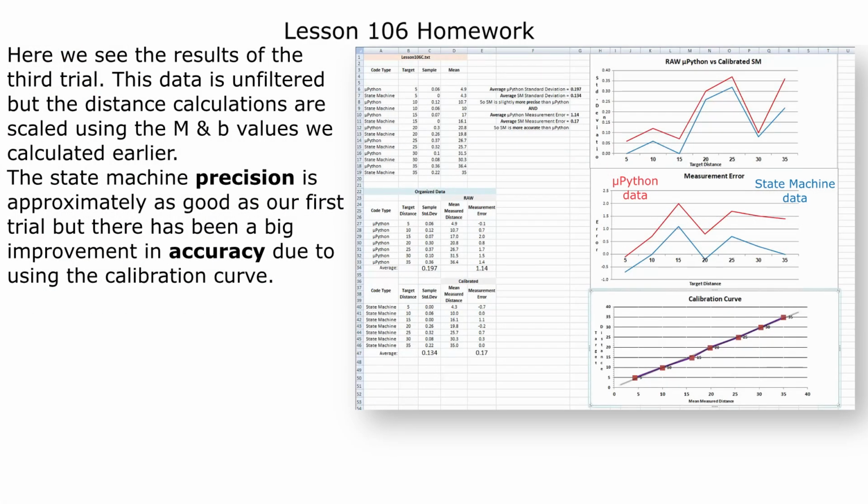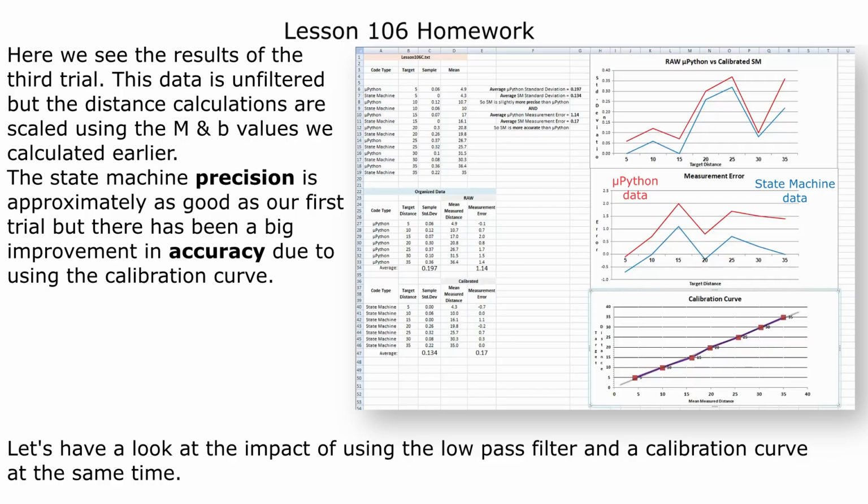Here we see the results of the third trial. This data is unfiltered, but the distance calculations are scaled using the m and b values we calculated earlier. The state machine precision is approximately as good as our first trial, but there's been a big improvement in accuracy due to using the calibration curve. Let's have a look at the impact of using the low-pass filter and the calibration curve at the same time.